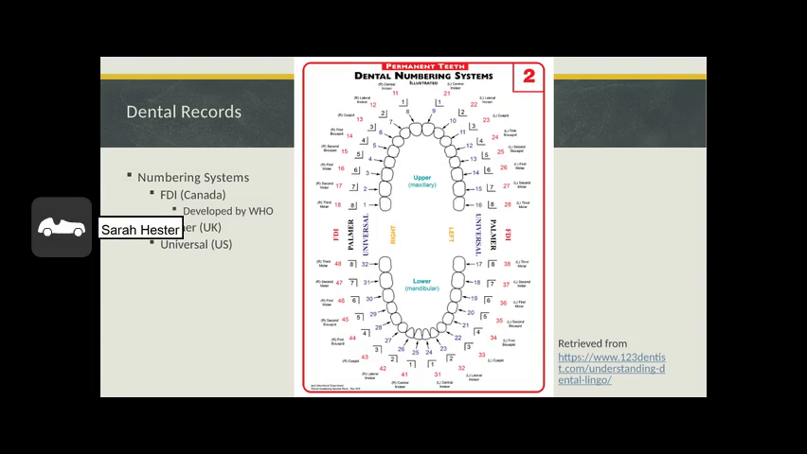Another method of identification is the comparison of dental records. Unique characteristics of the teeth, including the absence of certain ones, are documented in an odontogram, which relies on a numbering system to refer to a person's teeth.